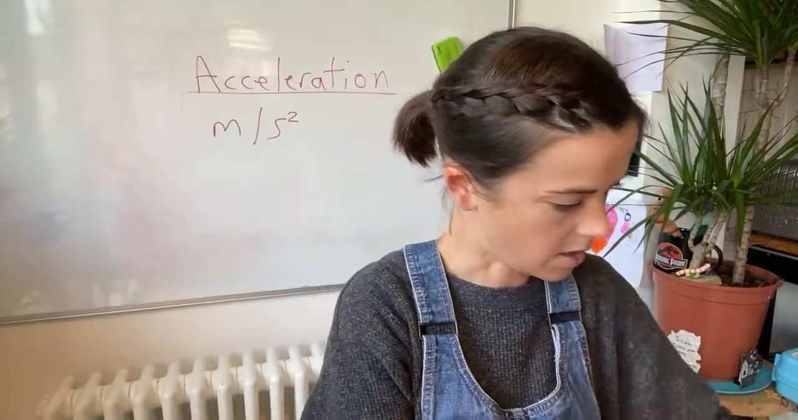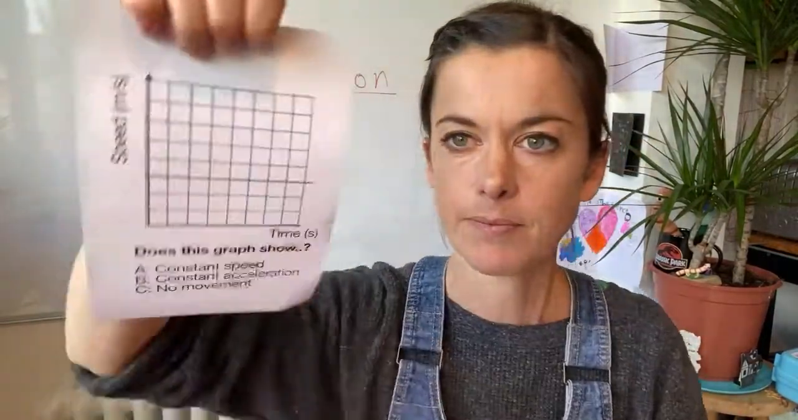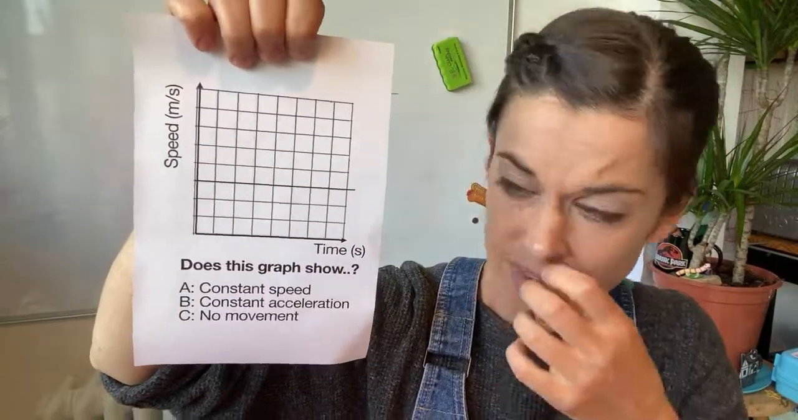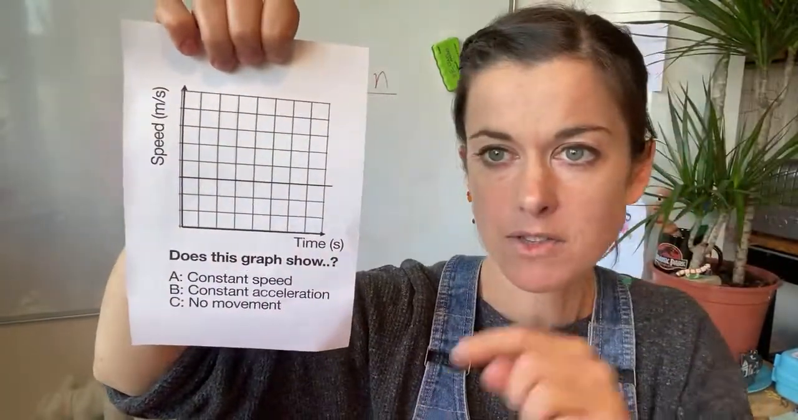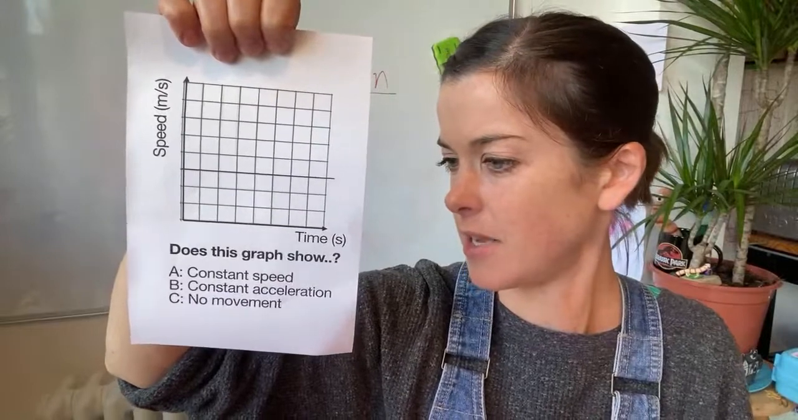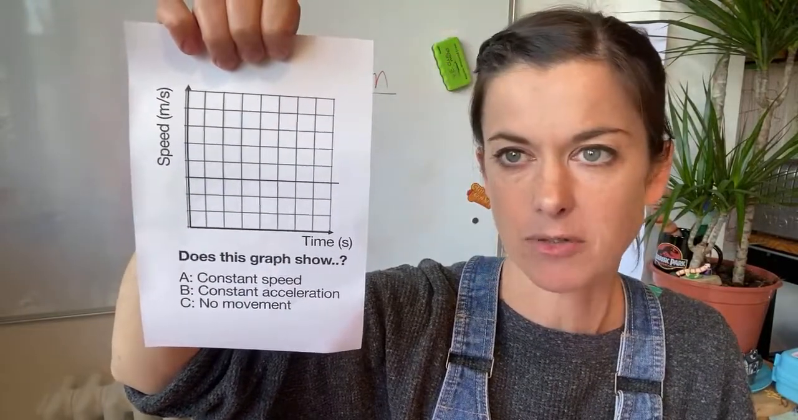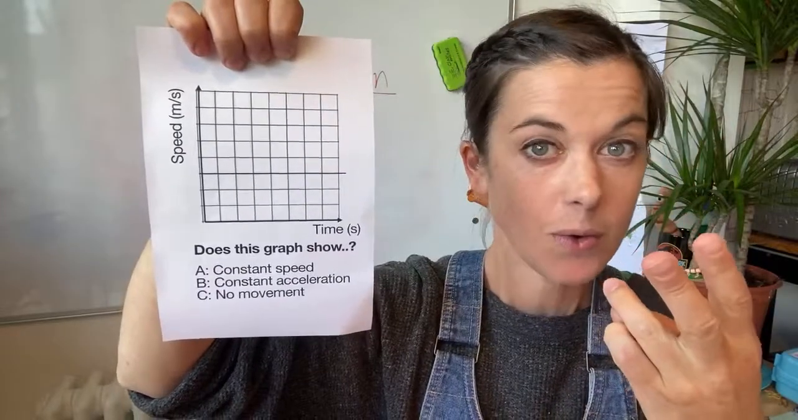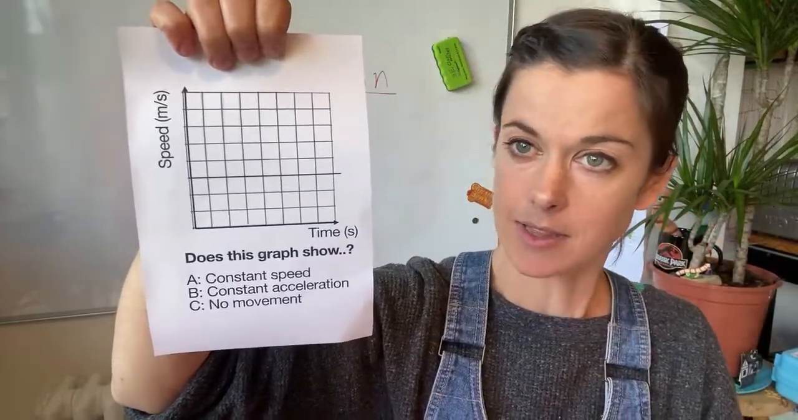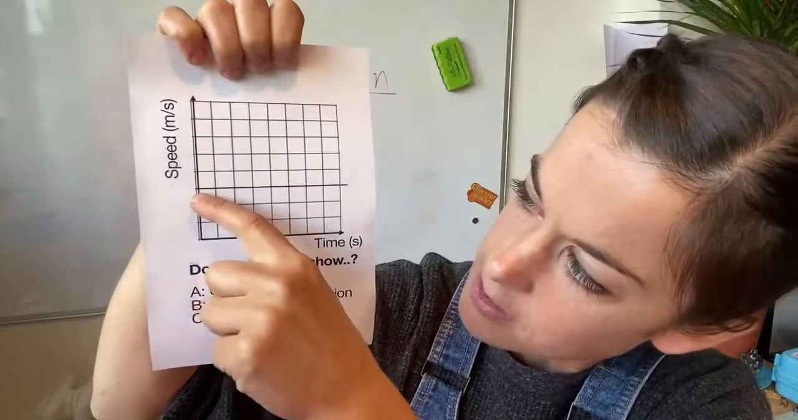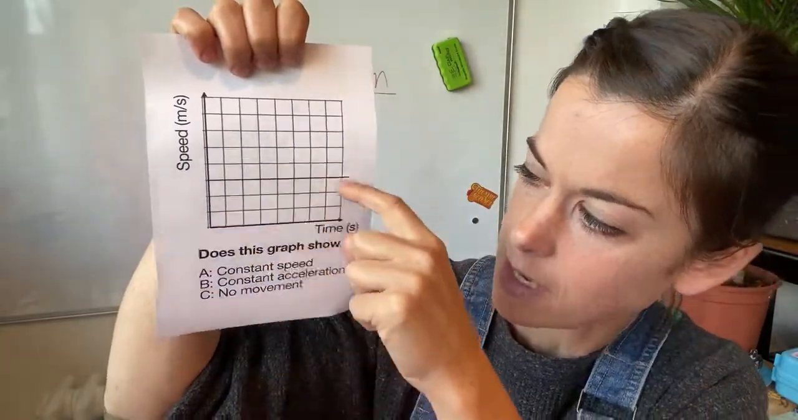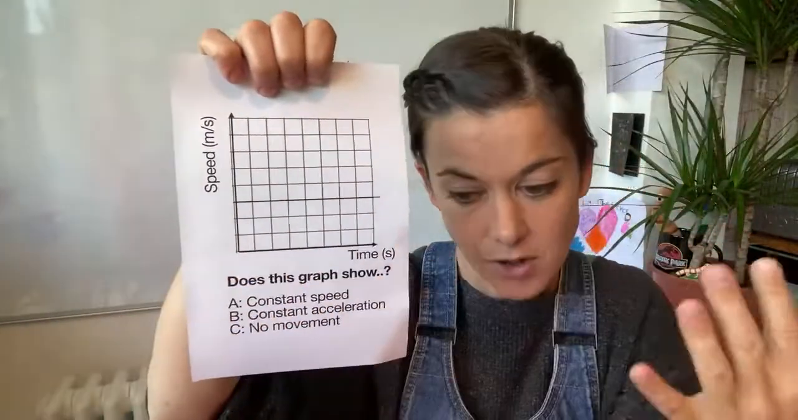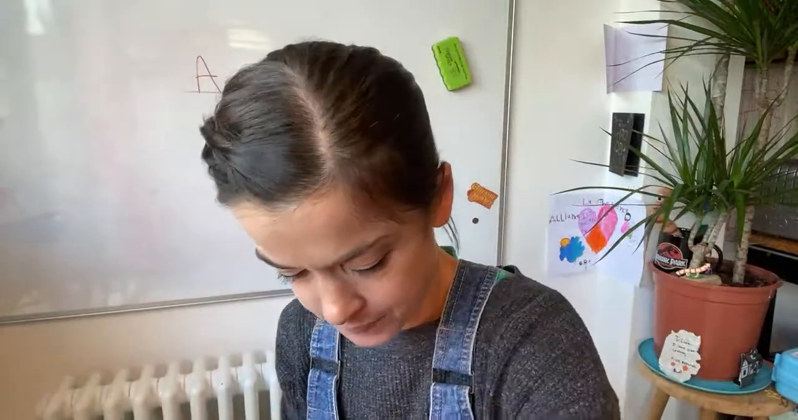Last one. Speed time graph, straight line, horizontally across. Is this constant speed, constant acceleration, or no movement? 5, 4, 3, 2, 1. It's constant speed, isn't it? Look, it's just saying the same speed as time goes by. So this is travelling at a constant speed, this thing. Well done if you got that.